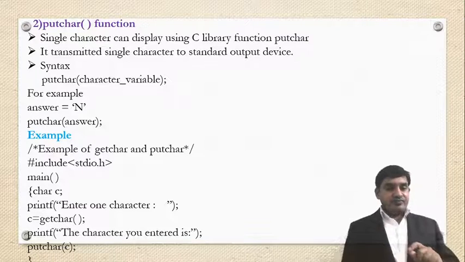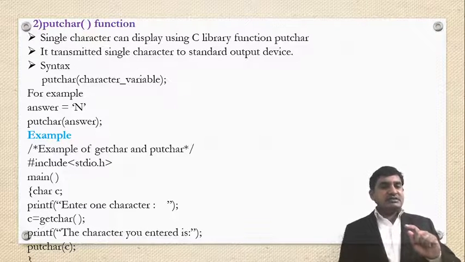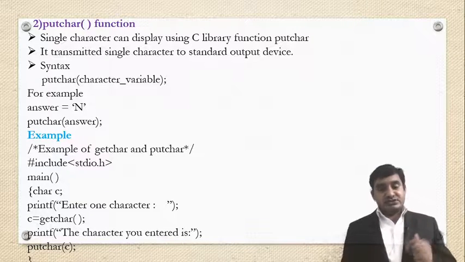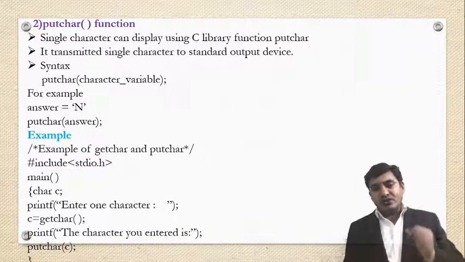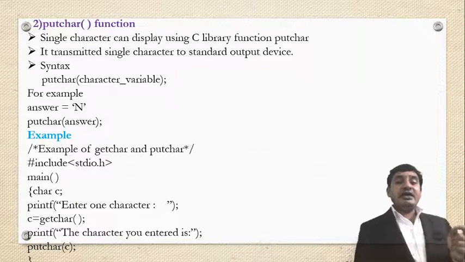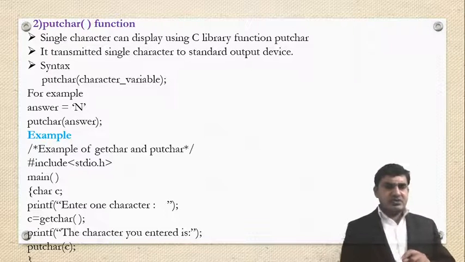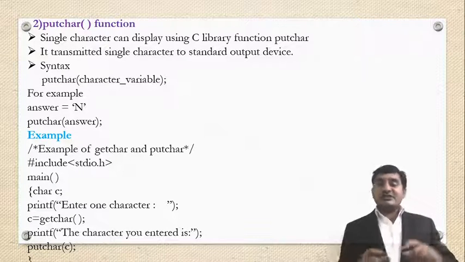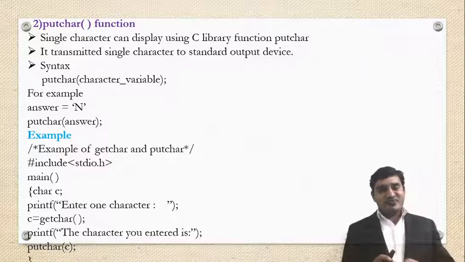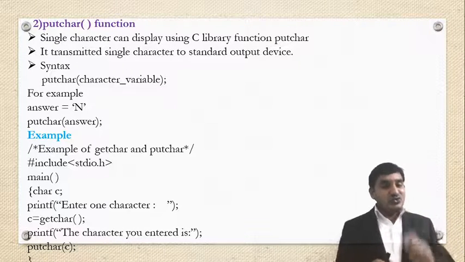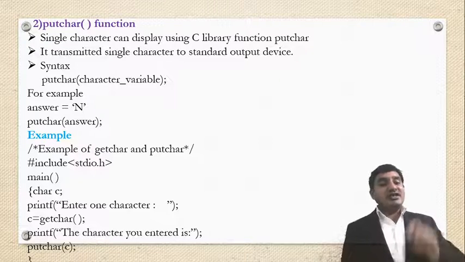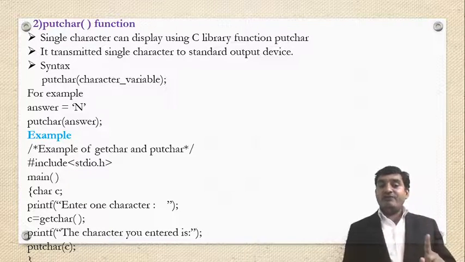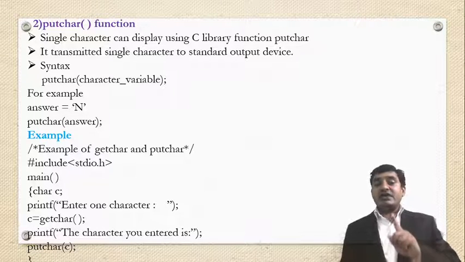Now c is one character, which is the input given by getchar. That is the input function. Okay. Printf function, "The character you entered is". Now this message is displayed on a screen, and putchar is used to display this single character c on a screen.